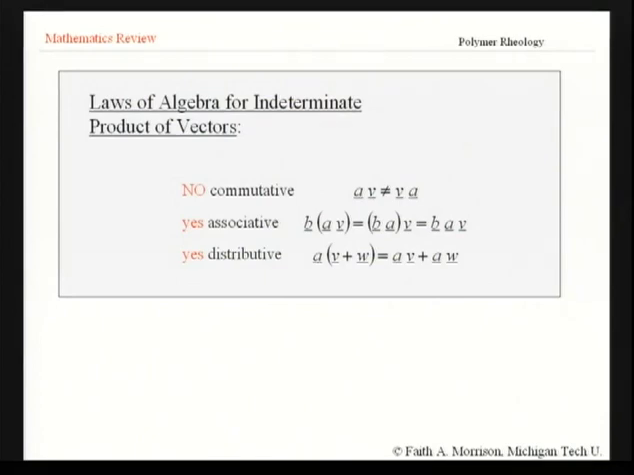The good news is it is associative. If you have three vectors multiplied in an indeterminate way, they associate like that, creating a third order tensor. You can either implement AV first or BA first. BV is irrelevant. B and V are not next to each other, so there's no BV tensor here. But there is an AV second order tensor and a BA. Also, they distribute. So if you add two vectors together, but then they're in the indeterminate vector product with another one, you can distribute them.